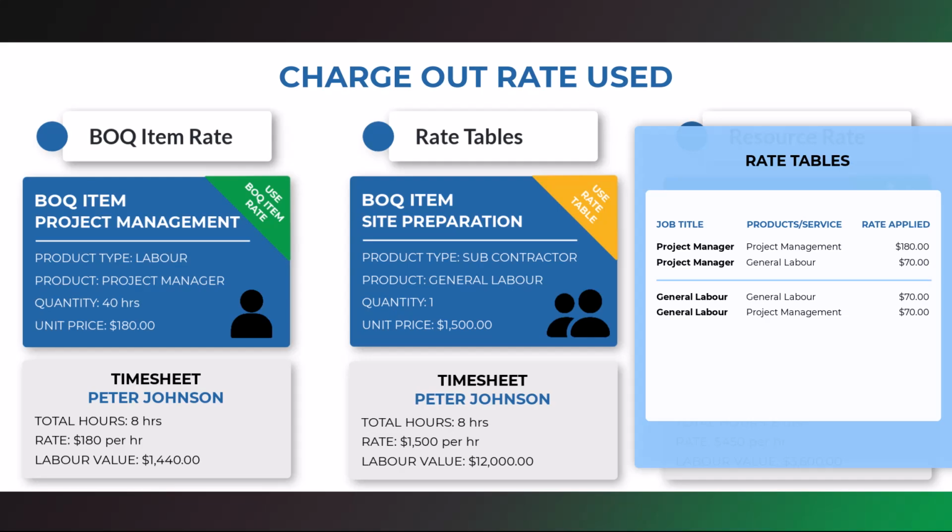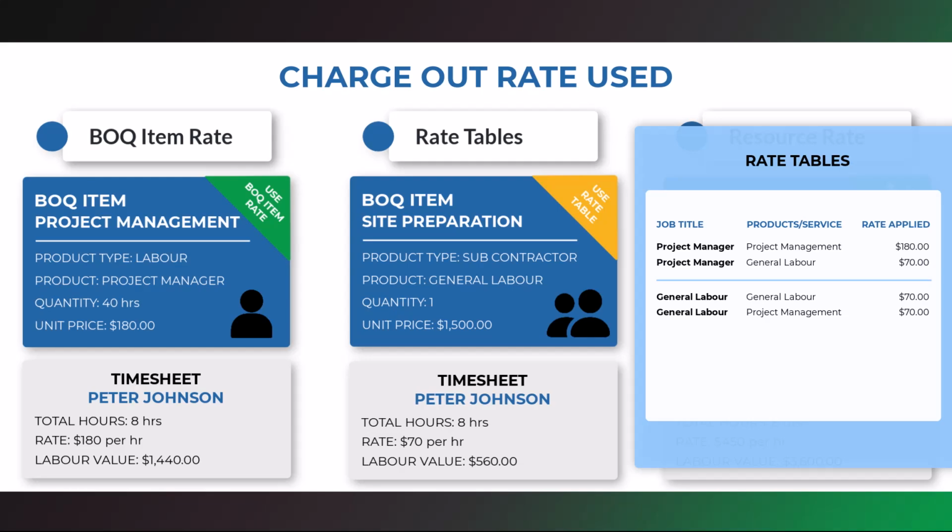A rate table matches the job role of the resource and the product or service of the BOQ item and applies the relevant rate. Each job can have a unique rate table that matches the labor rates used in the estimate. If a project manager is required to work on a general labor task, then the rate tables can specify how their timesheet value is calculated, if it uses the project management rate or the general labor rate.